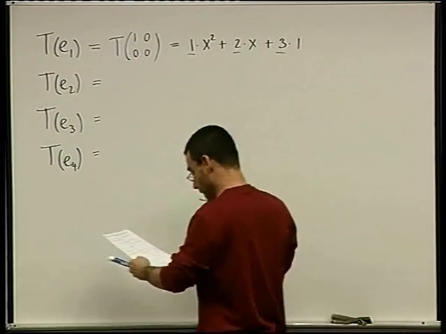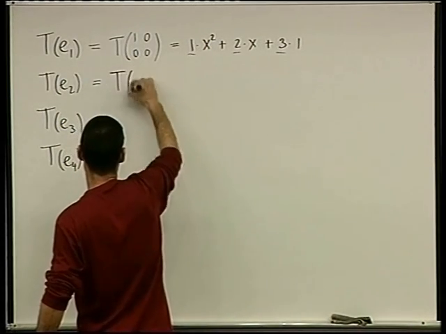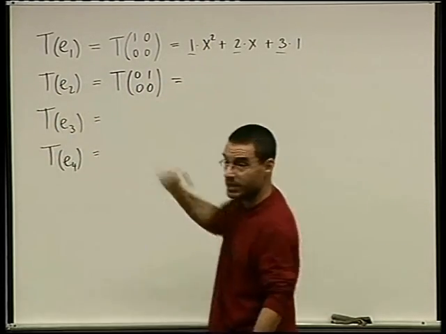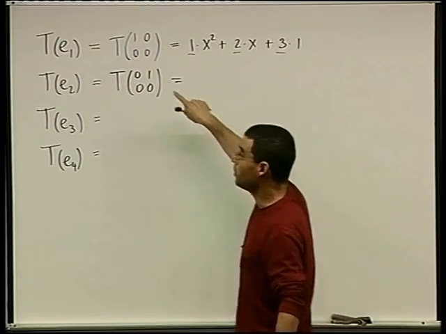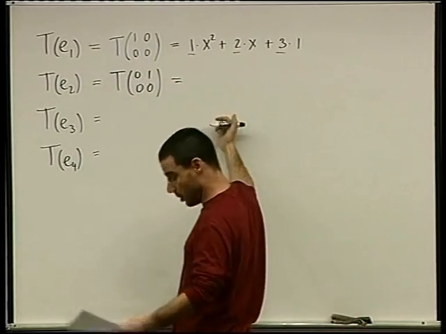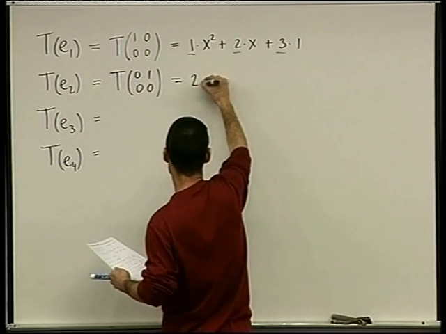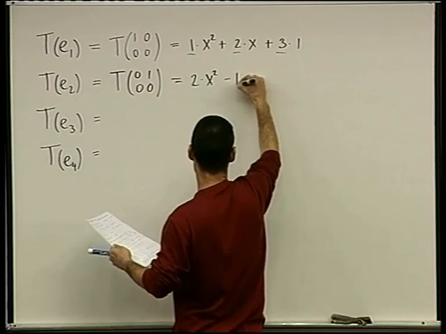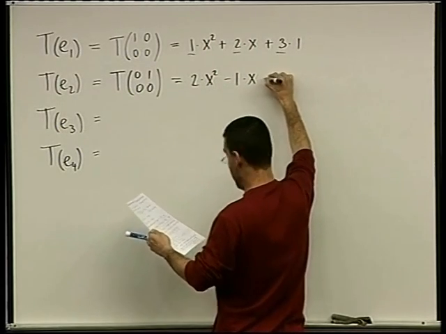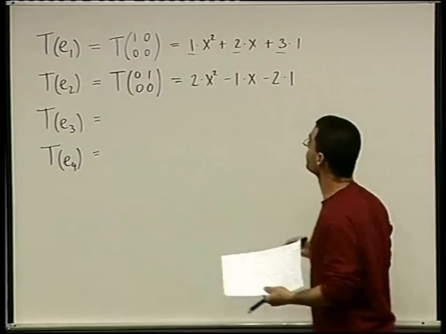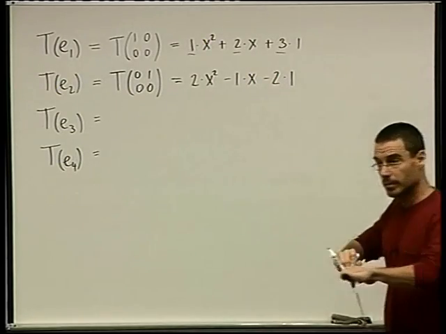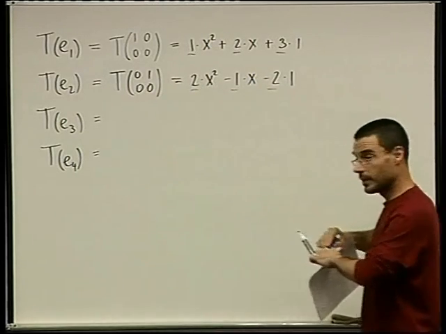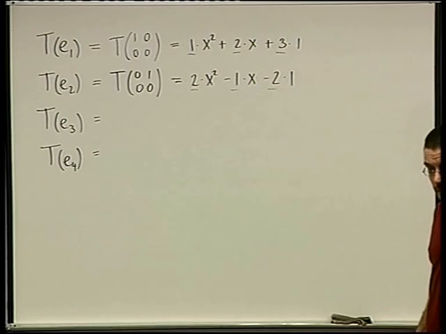Okay? So what is T of E2? That's T of (0, 1, 0, 0). And again, you can check what T does. So B is 1, A, C, and D are all 0. And what you get is 2 times x squared minus 1 times x minus 2 times 1. Do you agree? Okay? Look at the formula and verify that. And these are my coefficients. Good? Everybody with me? Okay.